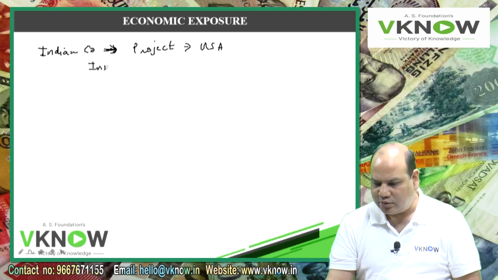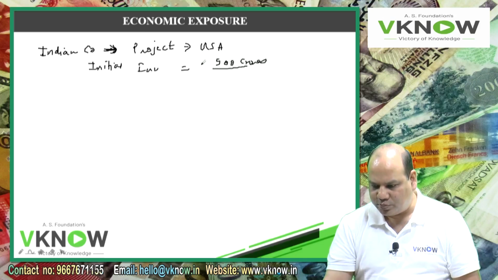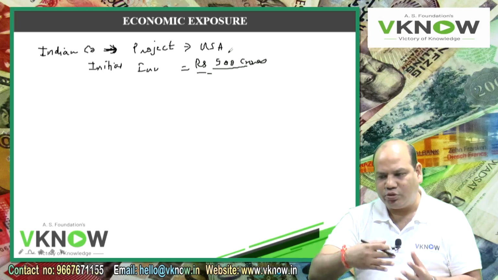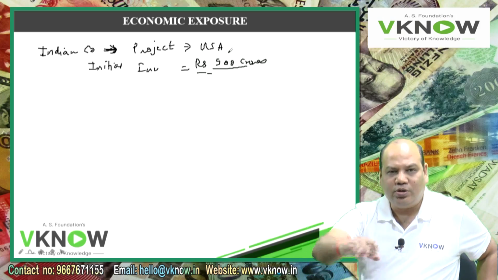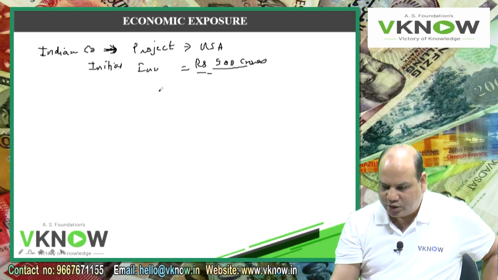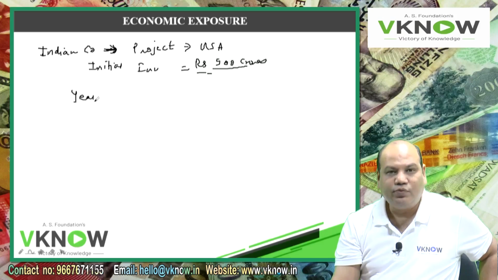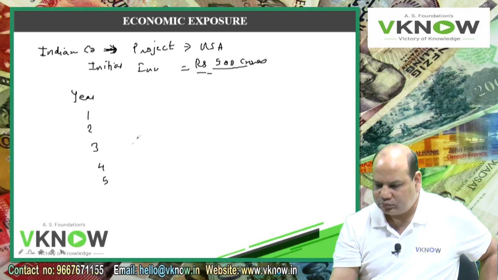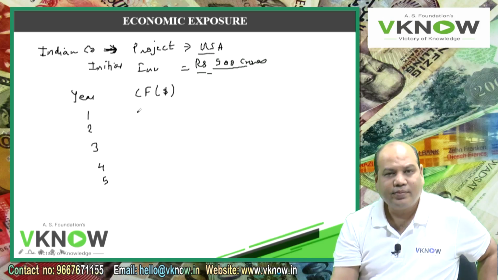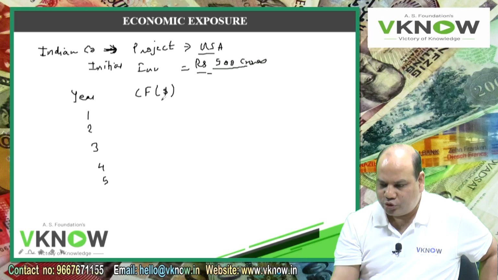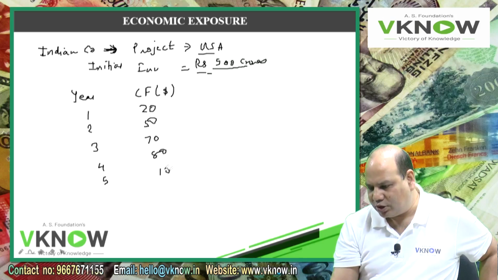So initial investment, they must have calculated initial investment, say 500 crores of rupees, because they will have to invest, first rupees will be converted into dollars. So 500 in Indian rupee converted into whatever dollar. Now you will estimate what will be my future cash flow from this project. This project has a life of 5 years. Project is in USA, so cash flow will originate in dollar first. Cash flow will come in dollar first. So you estimated that it will be $20, $50, $70, $80, $100, whatever.